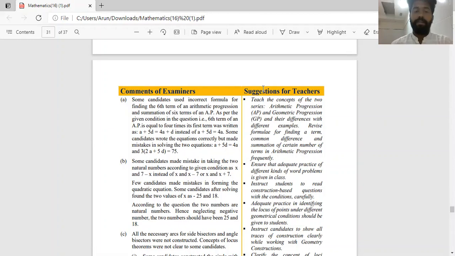As per the given condition in the question, sixth term of an AP is equal to 4 times its first term, was written as a plus 5d is equal to 4a plus d instead of a plus 5d is equal to 4a. Some candidates wrote the equations correctly but made mistakes in solving the equations. A plus 5d is equal to 4a लिख दिया, bracket opening में mistake हो गई. So these things you need to guard against. आपको ये सारी चीजों का ध्यान रखना है. All right. Next.